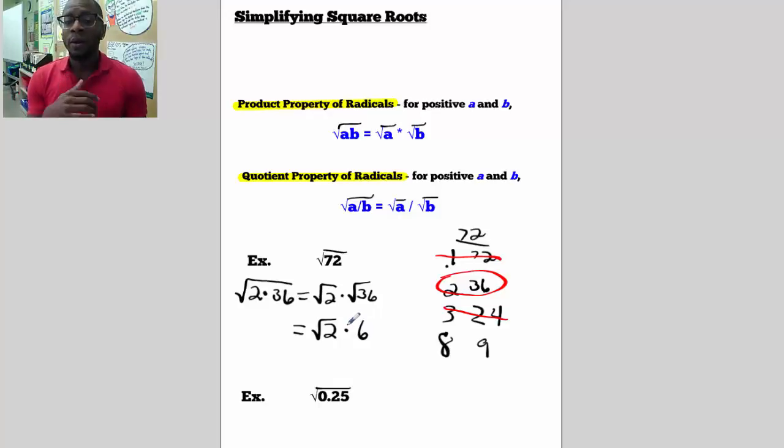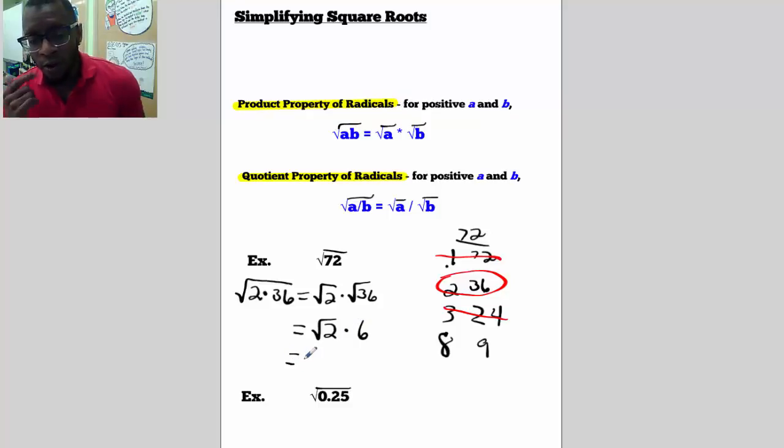Now here we cannot do anything else, but what I want to point out is that whenever we are simplifying square roots or simplifying radicals, when you write your final answer after everything is simplified and you can no longer take any more square roots, you want to write your constant first. So the 6 goes in front of the radical 2 as such.